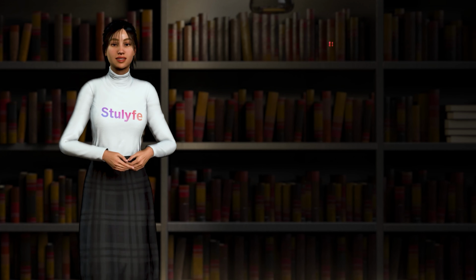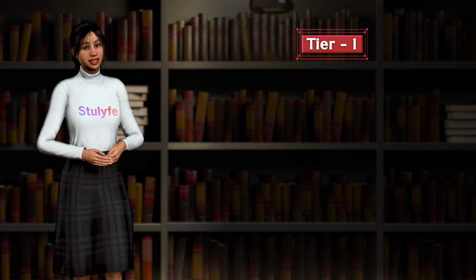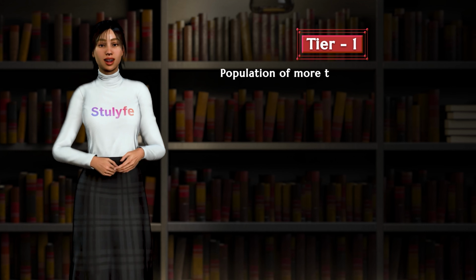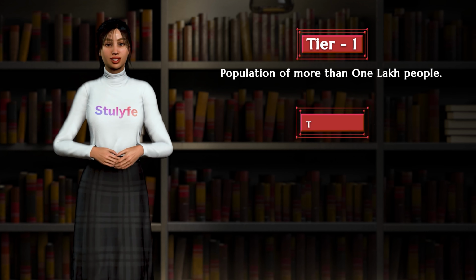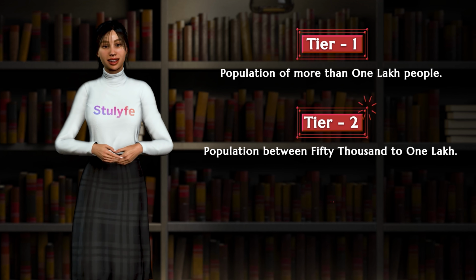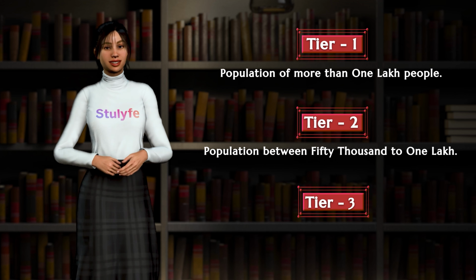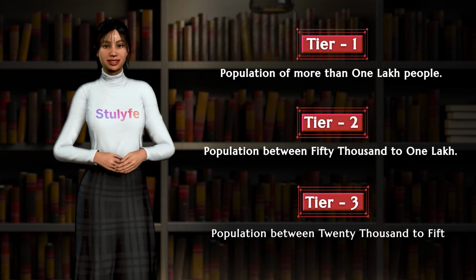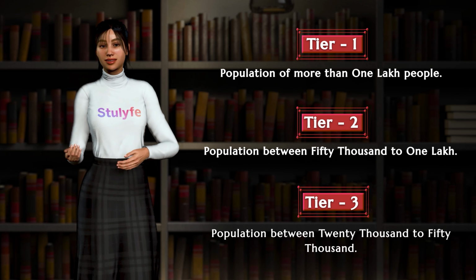Let me simplify it for you. The Tier 1 cities are the cities that have a population of more than 1 lakh people. A Tier 2 city means a city having population between 50,000 to 1 lakh. And Tier 3 city means the city having population between 20,000 to 50,000.